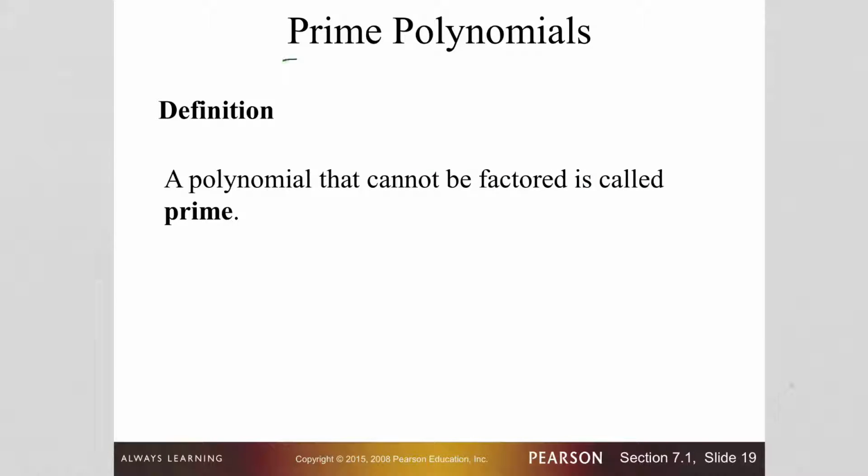Alright, so the definition of a prime polynomial is where, whenever we multiply that leading coefficient times that constant term, and we add all of the pairs up, none of them will add up to be the middle term. That means you have a prime polynomial.